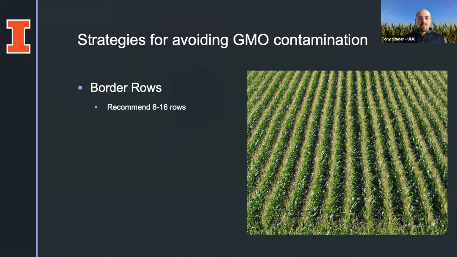And so the border row is going to help by flooding the crop on the inside with pollen that's not GM. It also provides a little bit of a break, but still, 16 rows and only 40 feet is still not going to prevent all contamination from a field planted directly adjacent.